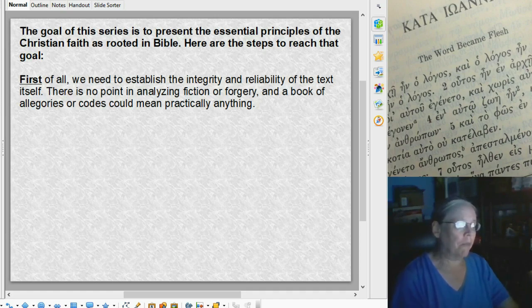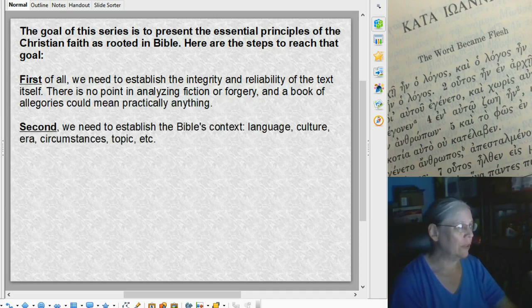So there's no point in studying the Bible if it is just a code book or an allegory book or fiction or plagiarized or whatever it is. We have to establish that it is a reliable text, that there is evidence that this is a real writing from antiquity, and that it's more than just a story about morality or something like that.